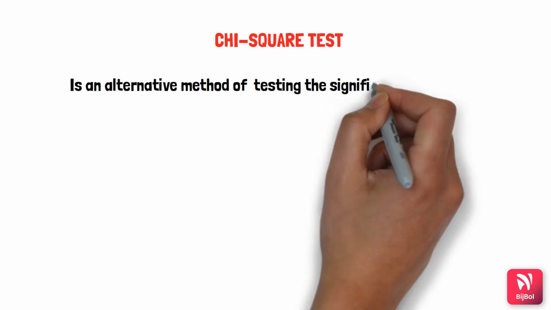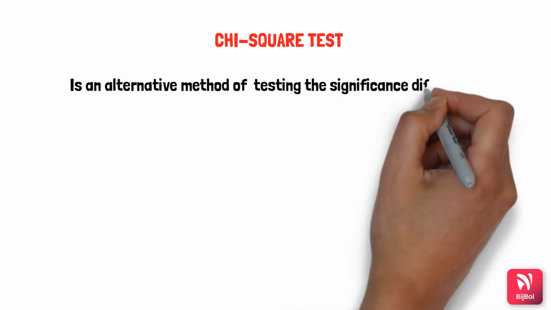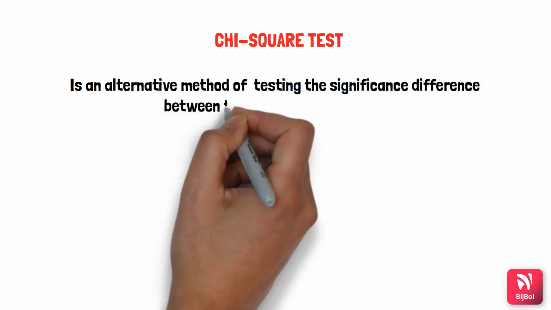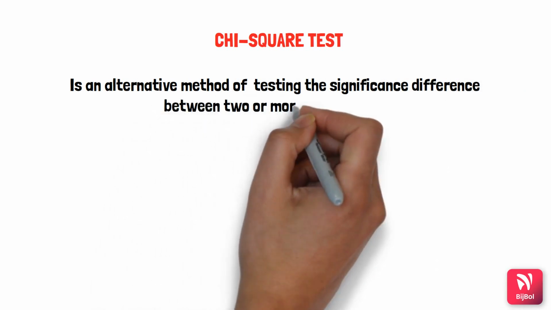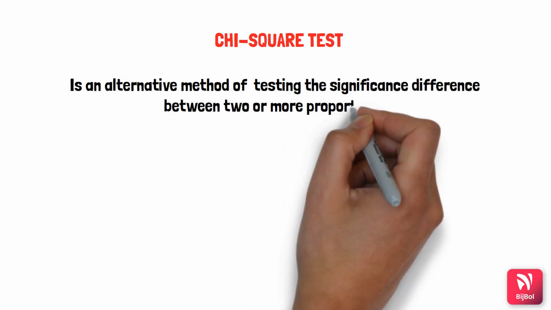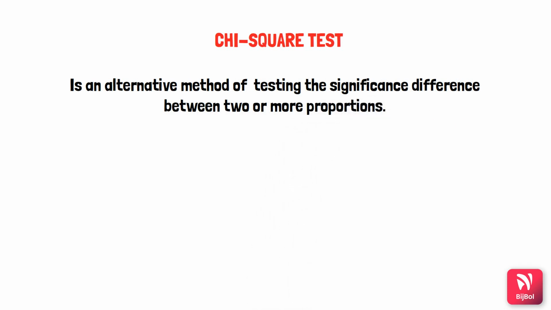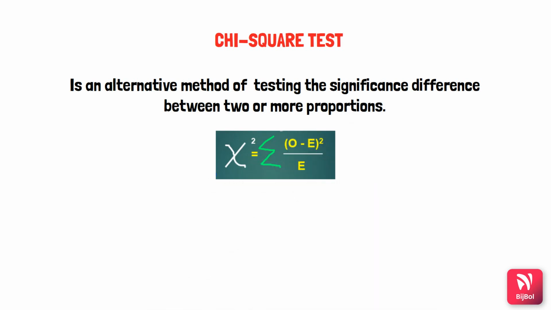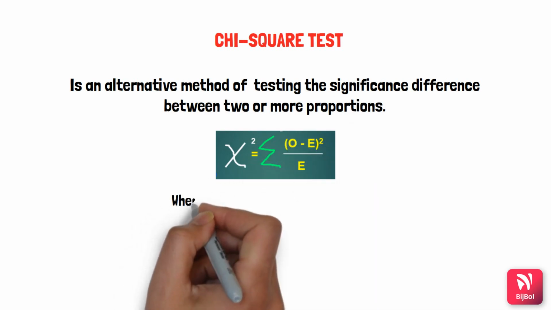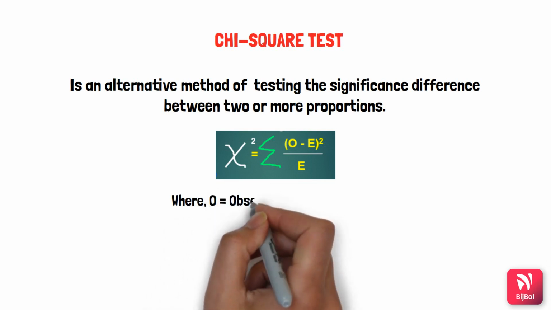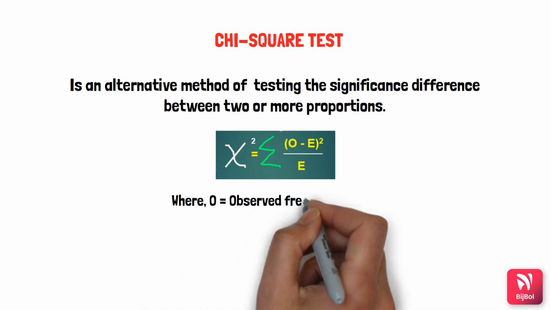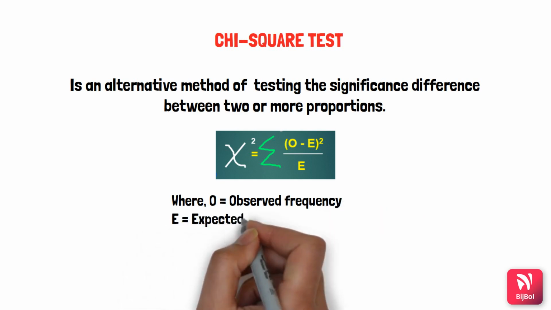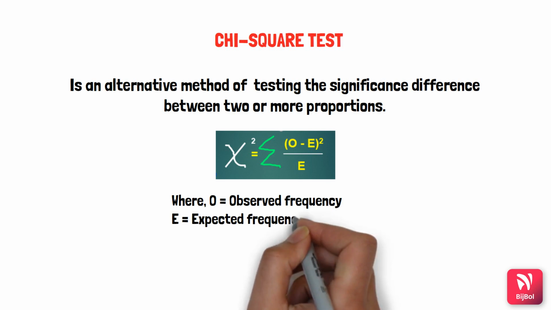That means you can perform this test when you have any number of groups. There is no restriction saying that you must have only two groups. You can perform this chi-square test when you have any number of groups, and it is an alternative method for testing the significance of difference between two or more preparations. It is given by this formula, where O is the observed frequency and E is the expected frequency.